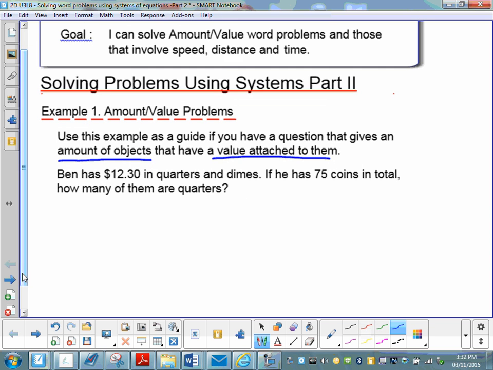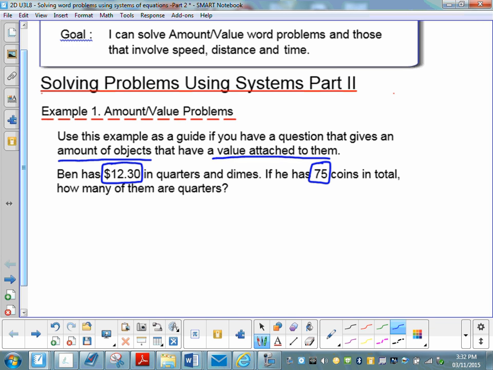So this is a good example here. Ben has $12.30 in quarters and dimes. That's an important piece of information. If he has 75 coins in total, how many of them are quarters?